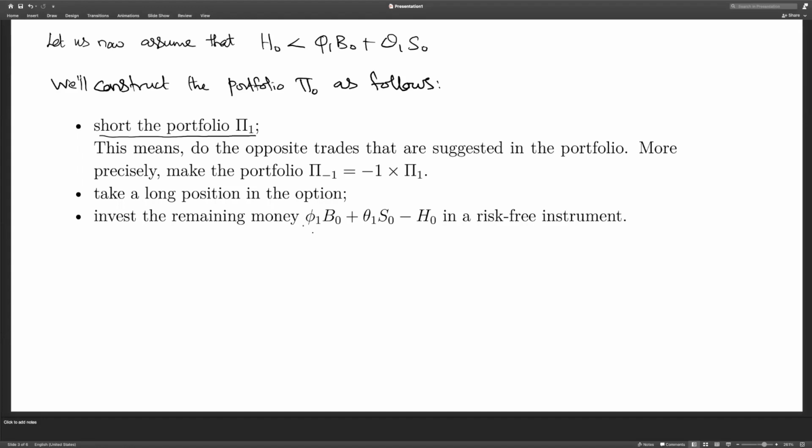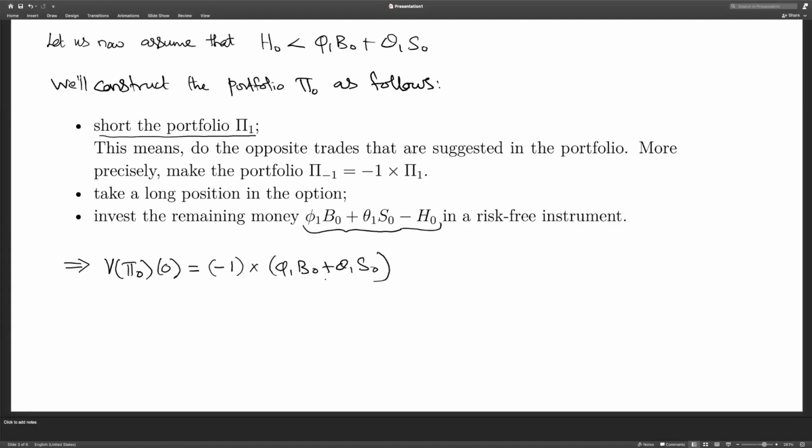So you got phi 1 b naught plus theta 1 s naught by shorting the portfolio, and you spent H naught by going long in the option. Therefore, you are left with this much money that you put in a risk-free instrument. That will give us the value of the portfolio pi naught at time t equal to 0 as -1 into phi 1 b naught plus theta 1 s naught.